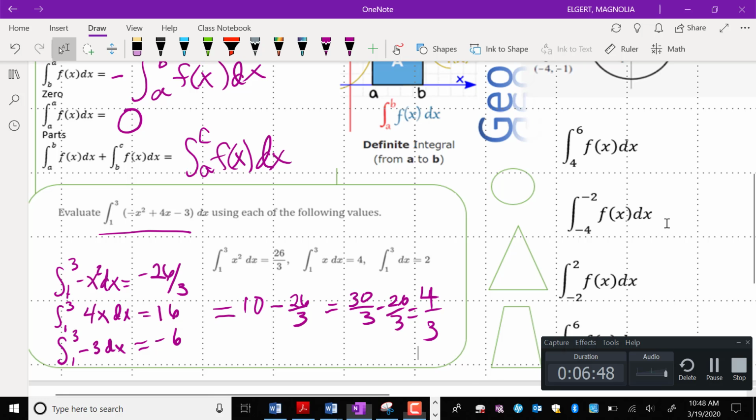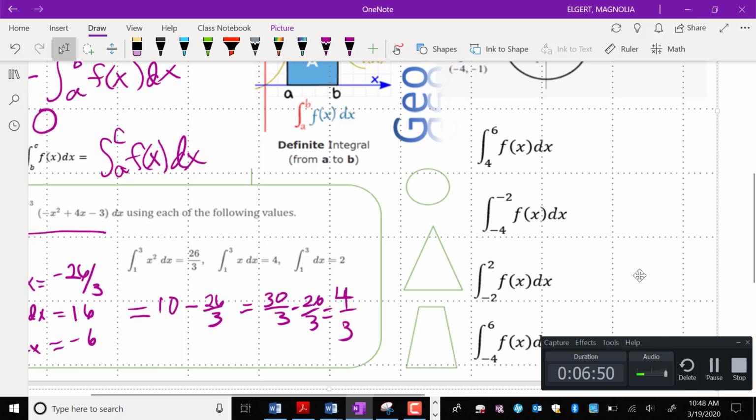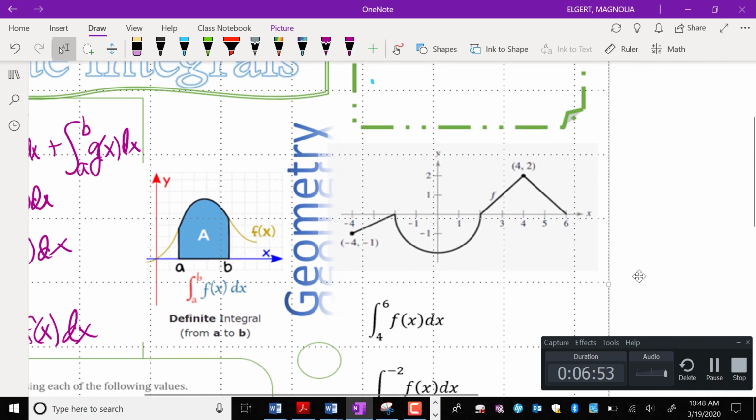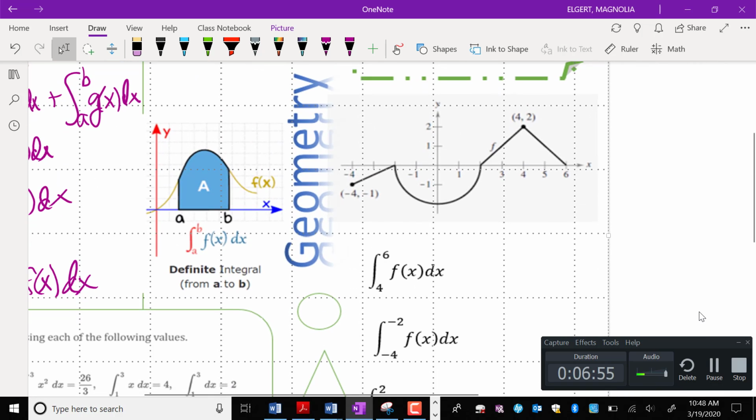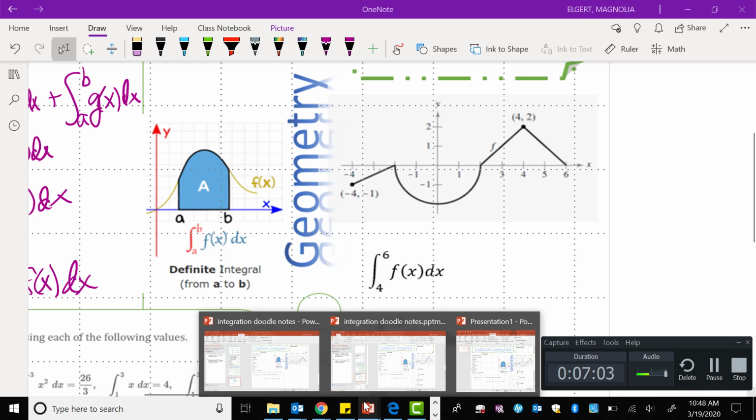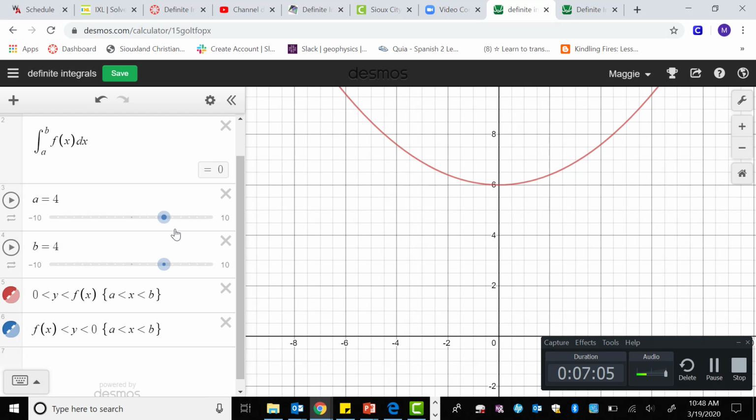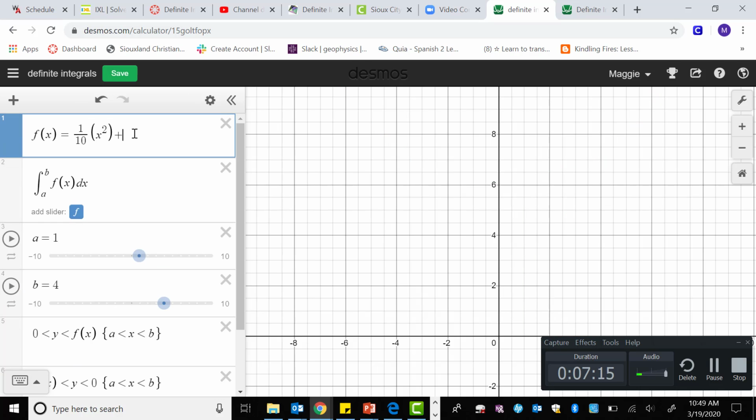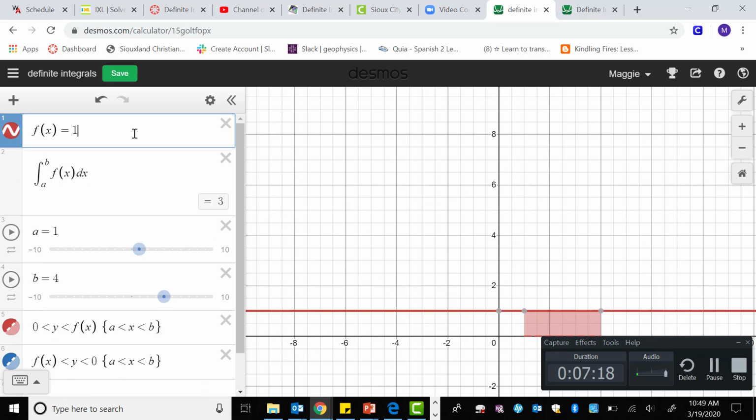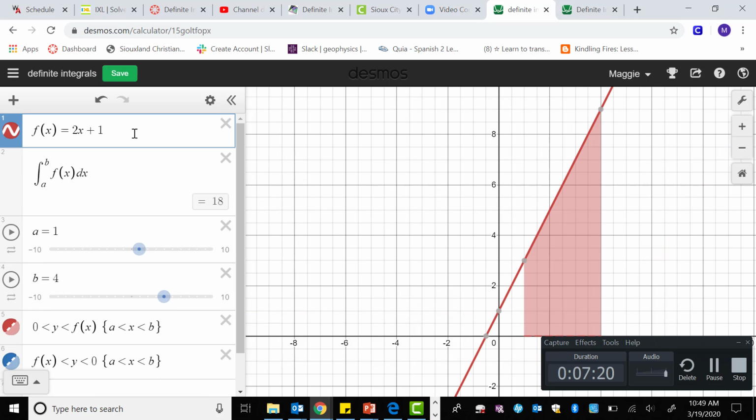All right, so let's look over here at this picture that I have, this geometry picture. Notice, first of all, time out, let me go back to Desmos and show you. We talk about the area under the curve going to the x-axis. So if I did this again, notice that I'm going to the x-axis. It stops at the x-axis. What happens when your function is below the x-axis? So I'm going to change my function. I'm just going to do a linear function, 2x plus 1. So here's 2x plus 1 from 1 to 4.